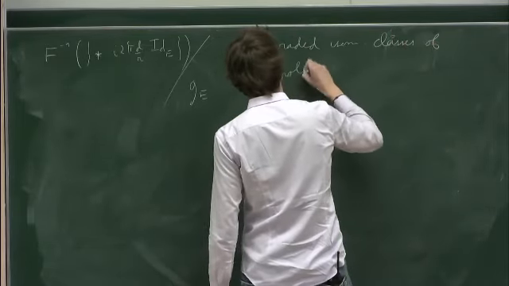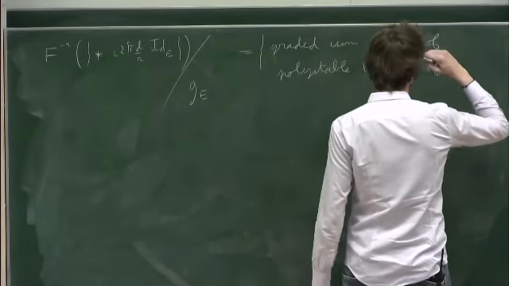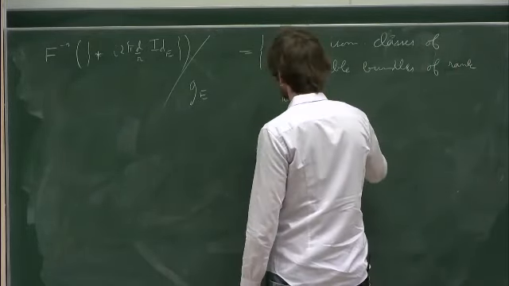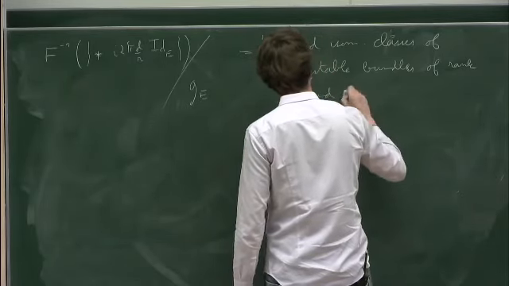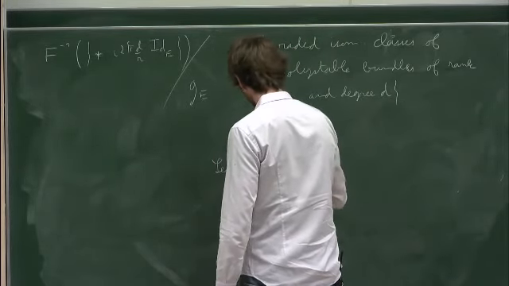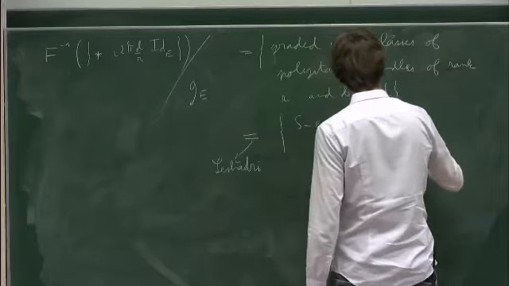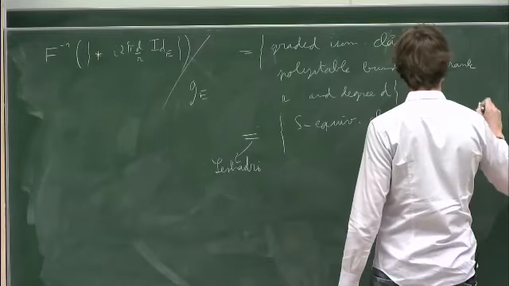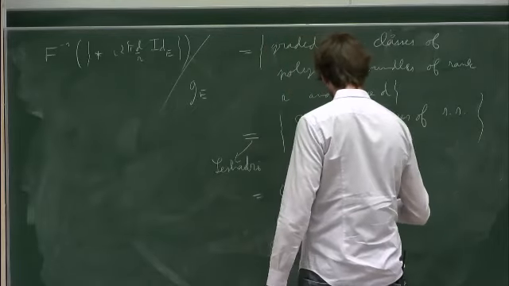of polystable bundles of rank R and degree D. Again, this is a direct sum of stable bundles of slope D over R. But then by Seshadri's theorem, this is exactly the set of S-equivalence classes of semi-stable bundles of rank R and degree D. So this is our moduli variety.